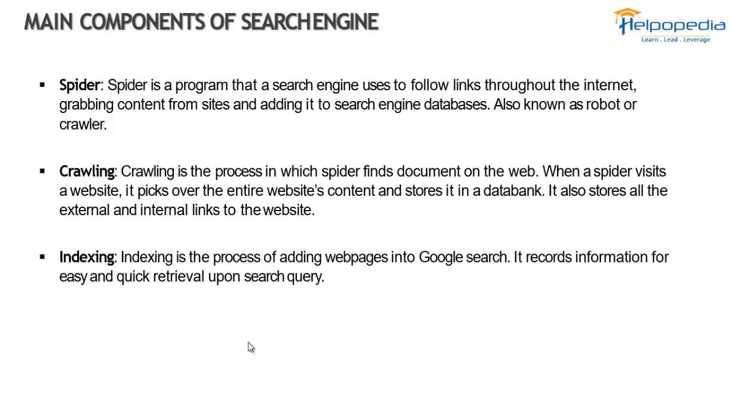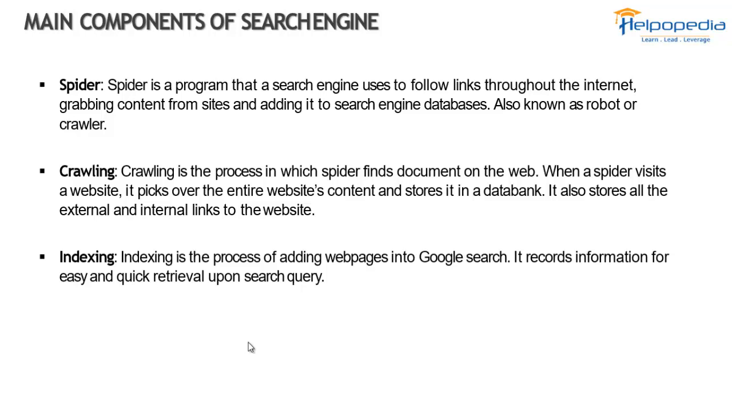When the spider is traveling across the internet, over all the websites, it collects all the documents it finds on the web. It is not just documents; it collects all the information from websites, like content, that is text, images, videos, blogs, articles, whatever we post online, that is collected by the search engine. And then it stores all the external and internal links of the website. So it basically collects all the links.